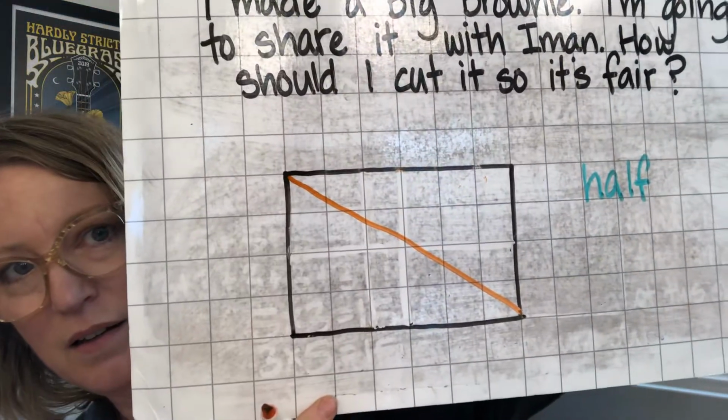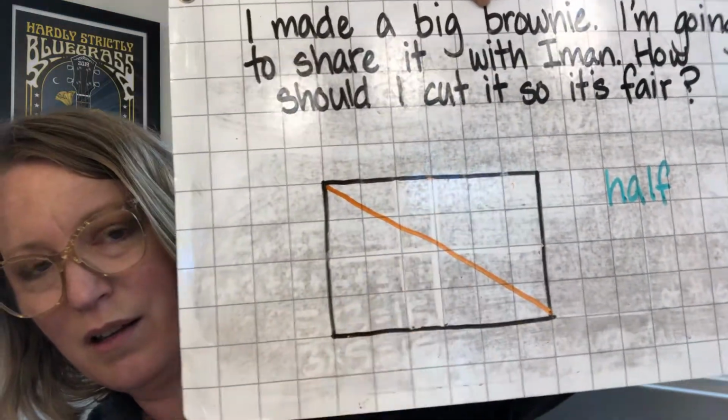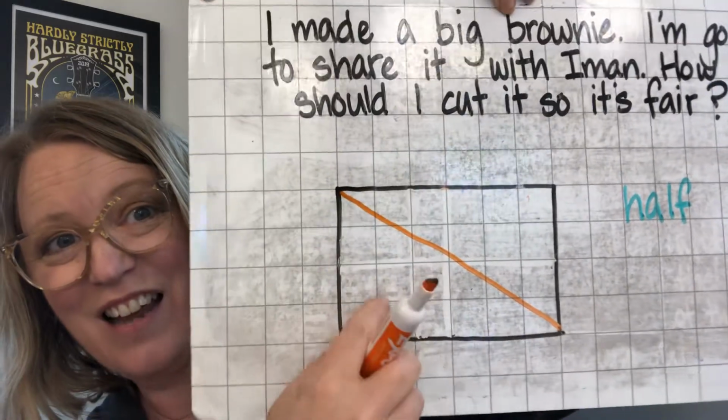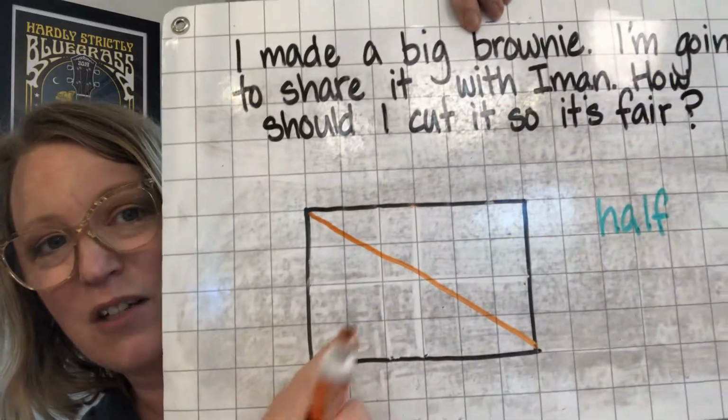What else could I do? What if I cut it in half like that? Is this brownie equal? Is this fair? Yes, it is. You're right. It's 2 equal parts. Now that's just from me and Iman, but we said we would include Tiffany and Caduce. So now I'm going to cut it in half again the other way. And what do I end up with?